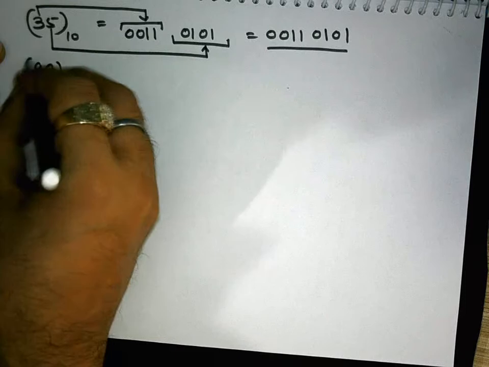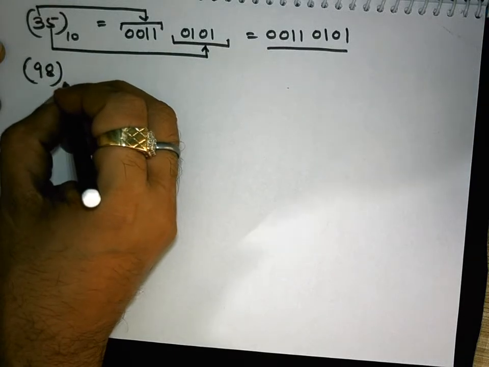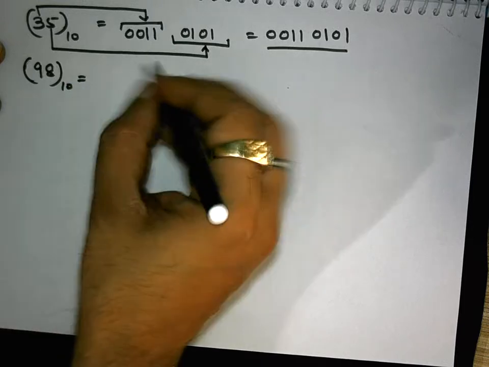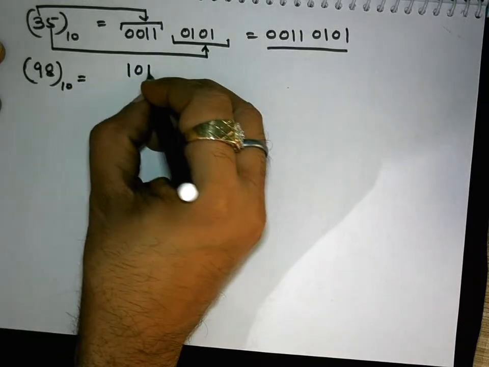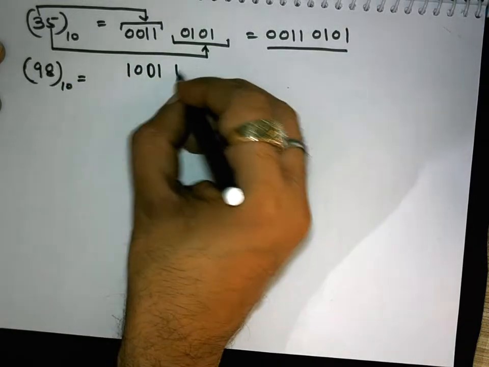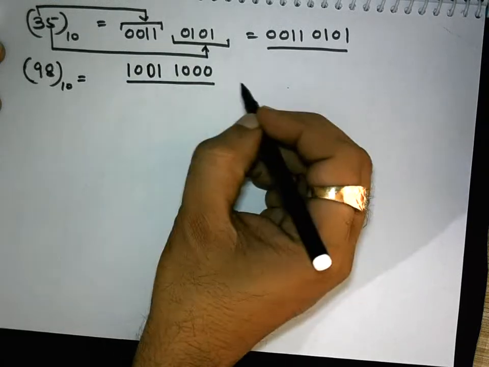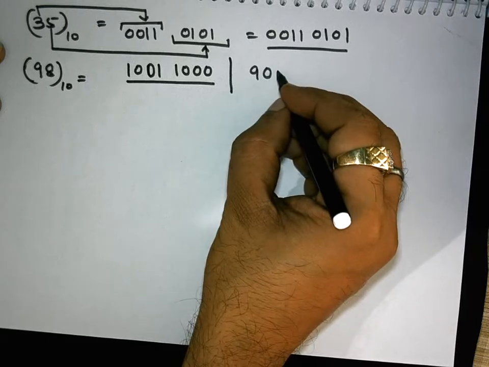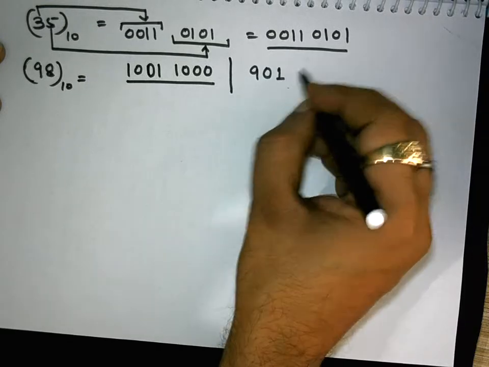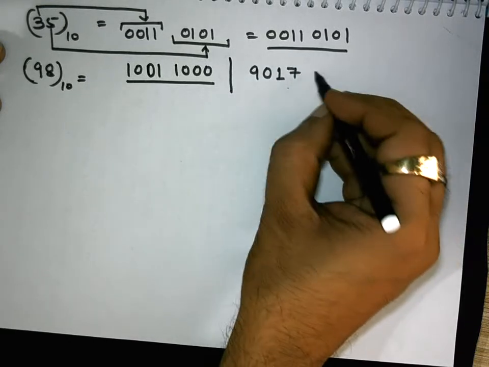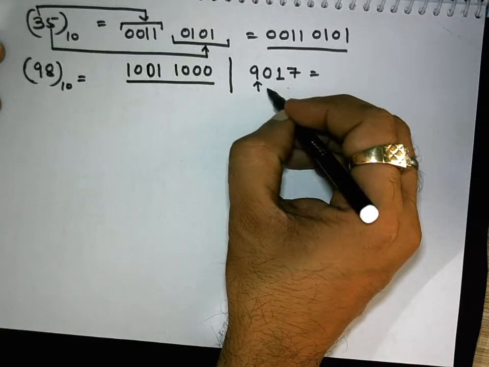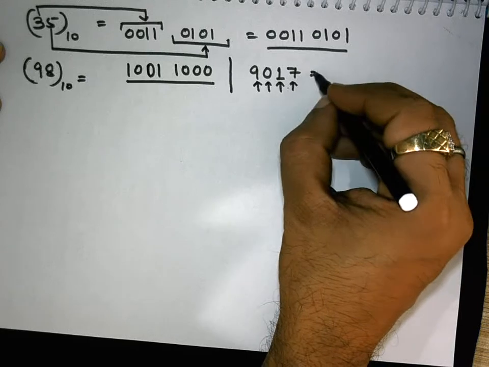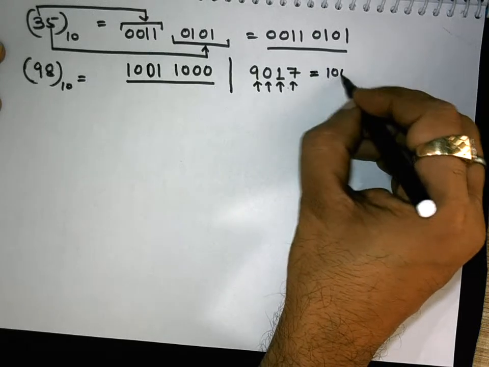Similarly, suppose I am asking you to write down the BCD equivalent of 98, which is a decimal number. Naturally, for 9 you have 1 0 0 1, and for 8 you have 1 0 0 0. So this is the BCD equivalent of 98. If I ask you to write the BCD equivalent of a number, each digit corresponds to 4 binary bits. You must remember it. So this is 1 0 0 1.